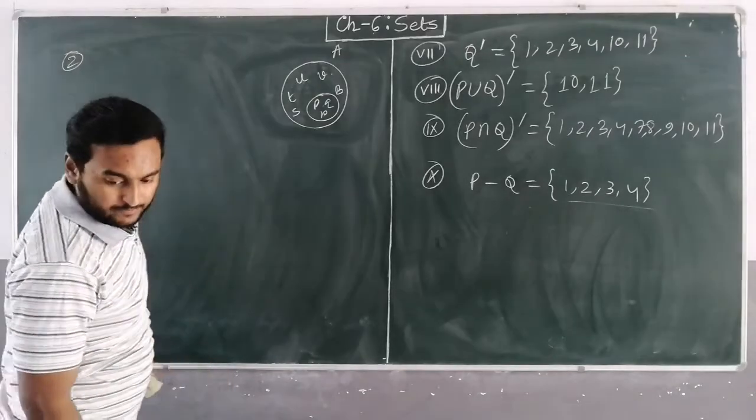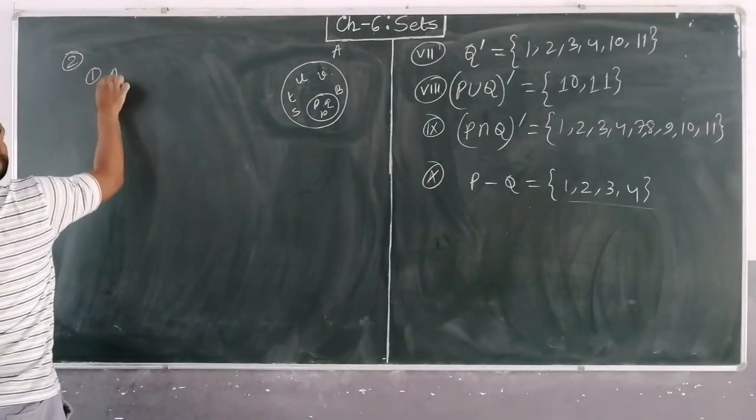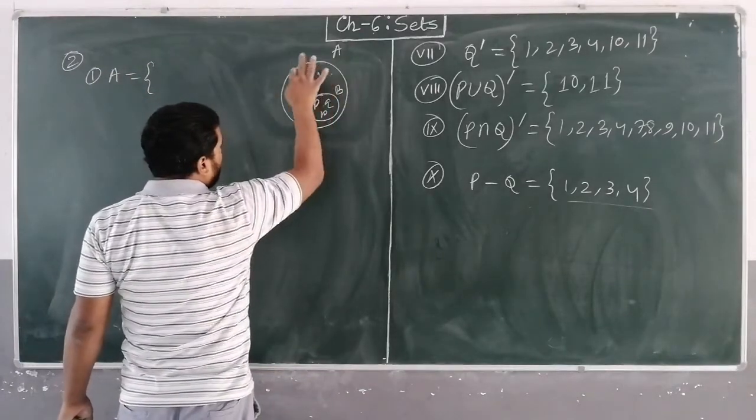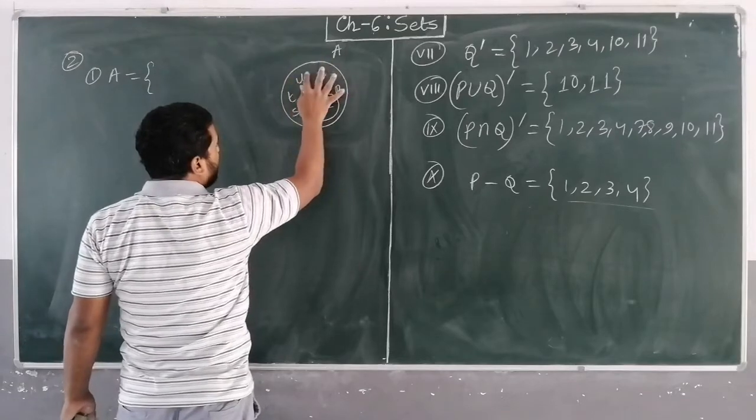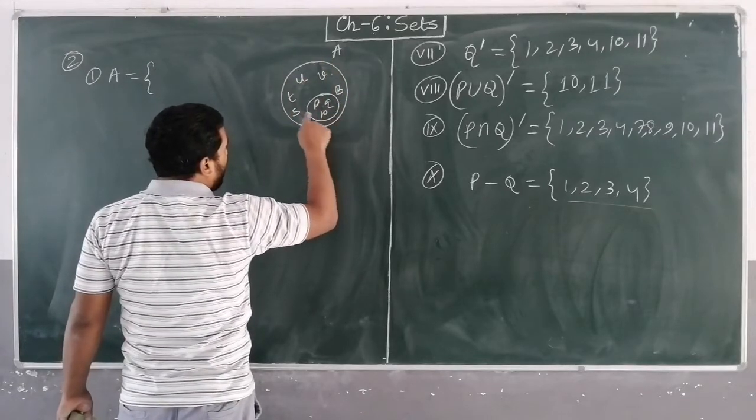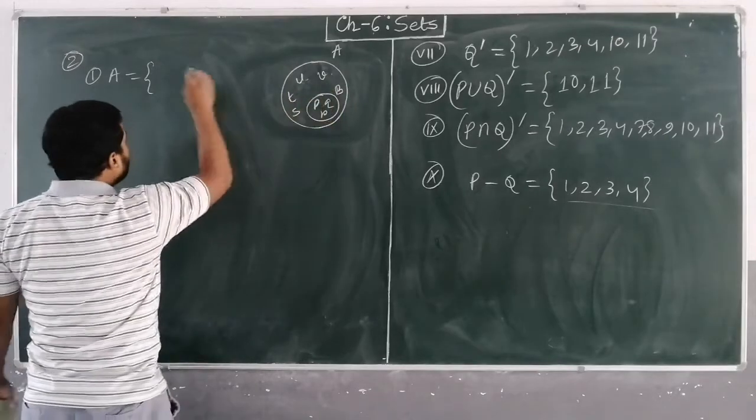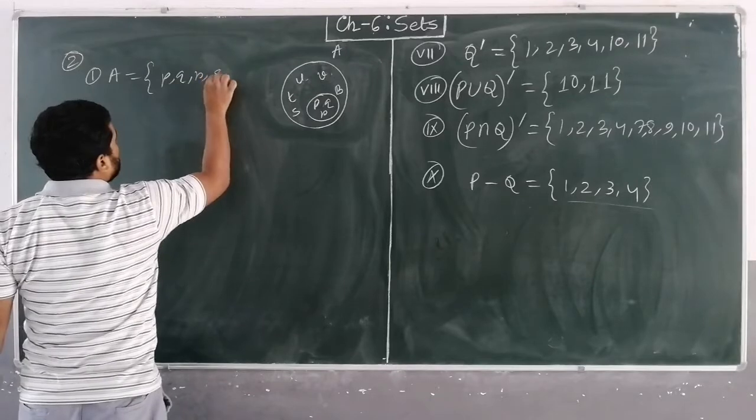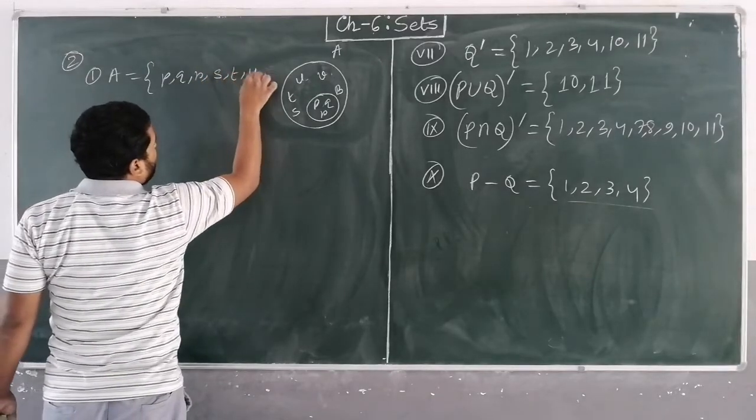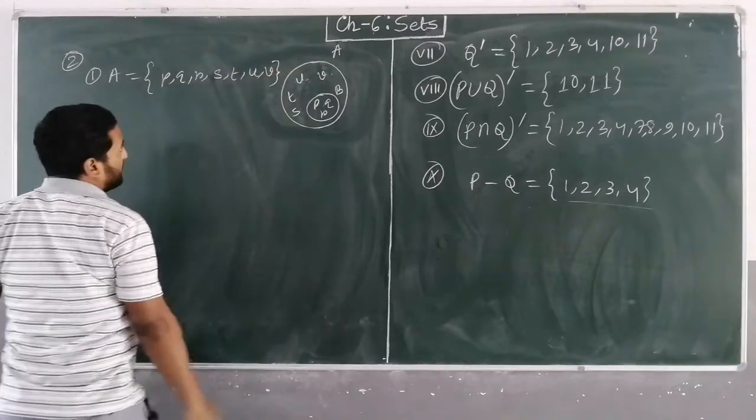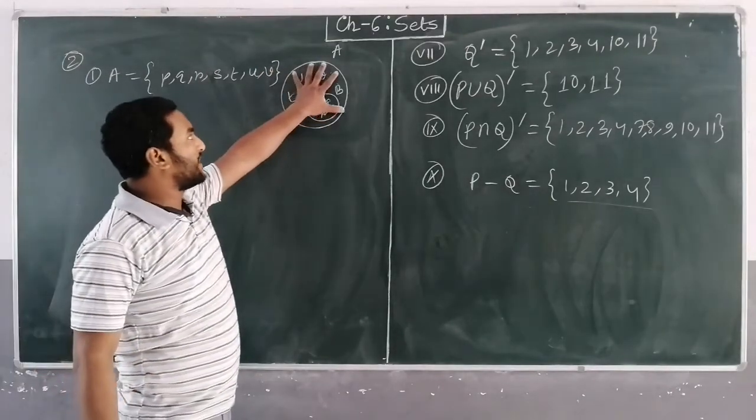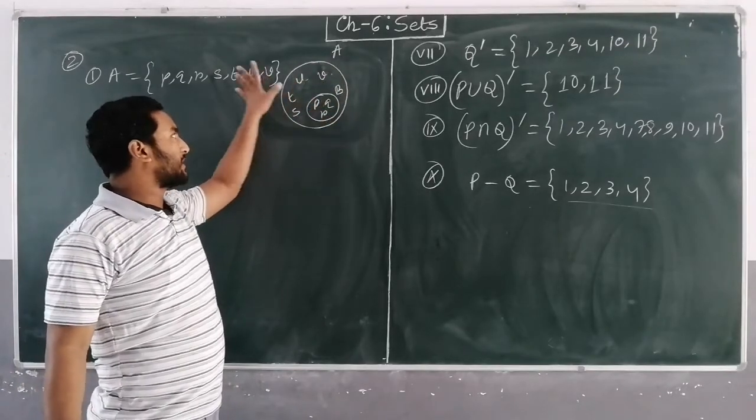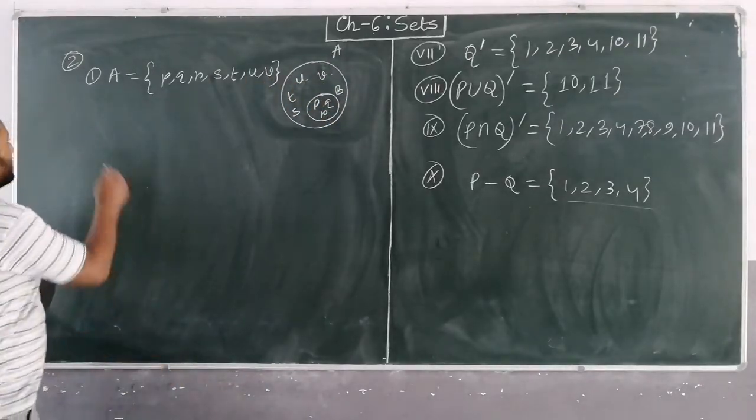Now we have to find the set A. A means this whole set, the big circle. Inside the big circle, how many elements are there? All these will be included. So P, Q, R, S, T, U, V. So this is the set A, because this big circle is representing set A. So inside that circle, all the elements will be part of set A.